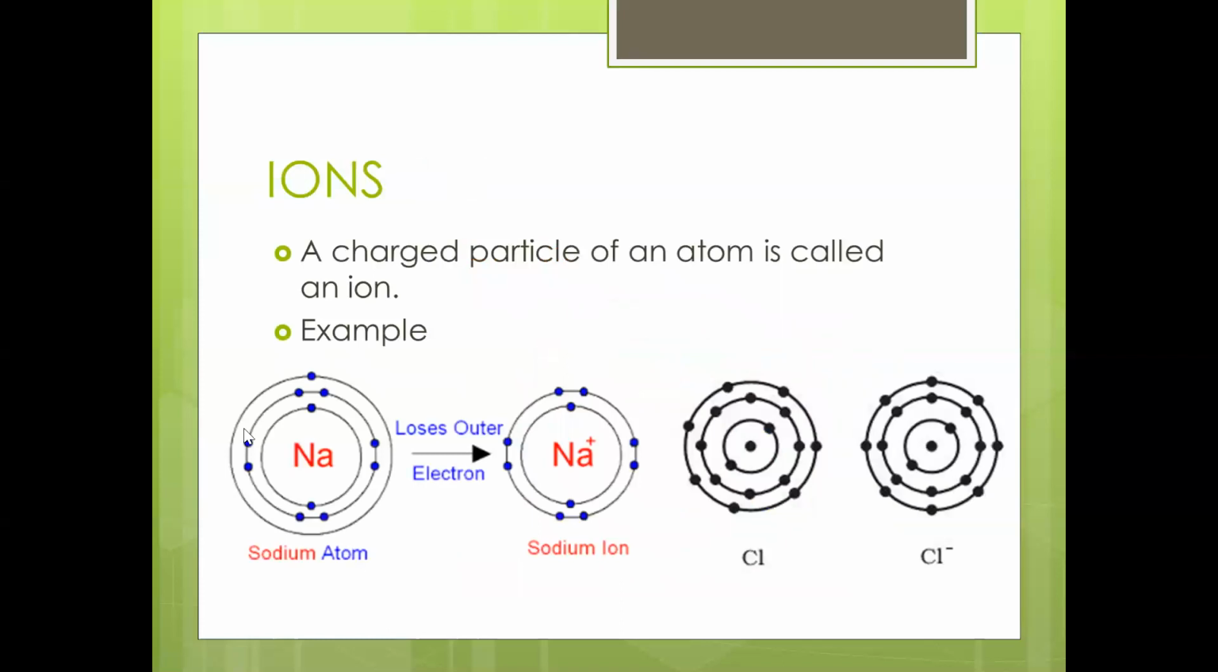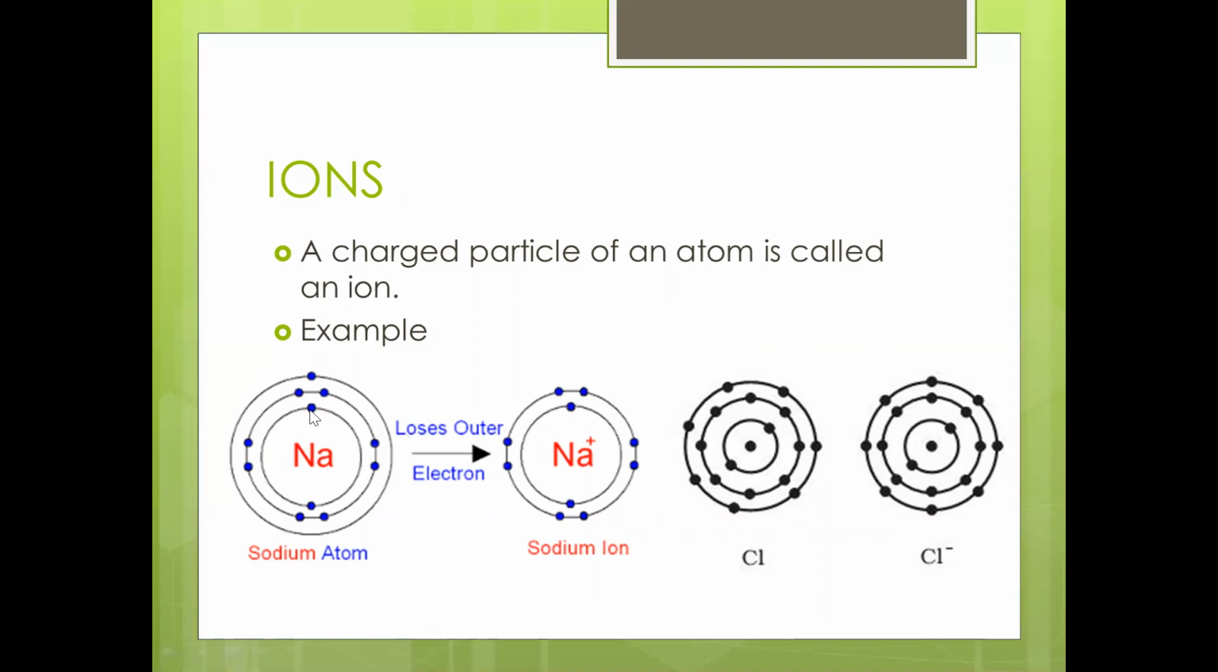Well, the next topic, which is on page number 36, is ions. Normally when we take a name, we say sodium atom, chlorine atom. So what is the difference between an atom and an ion? A charged particle of an atom is called an ion. Okay, so how does it become a charged particle? Now look at this diagram and understand it carefully. Again, I have taken the example of sodium.